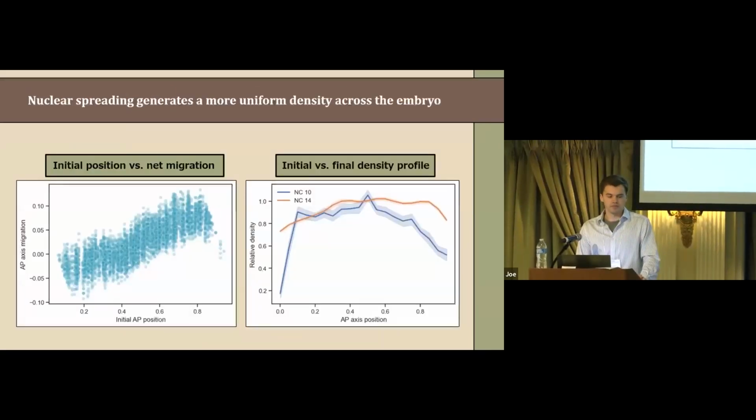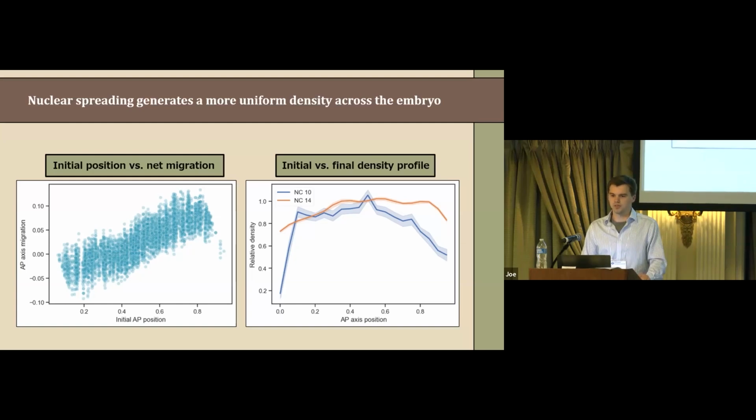And I have here plotted on the left the initial versus final configuration of these nuclei. Nuclei can move up to 5% along the AP axis as a function of the stretching. And what you can see is it's this really embryonic scale trend where nuclei are being stretched along this AP axis.